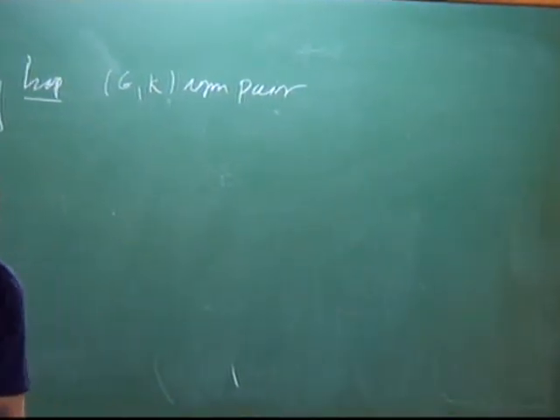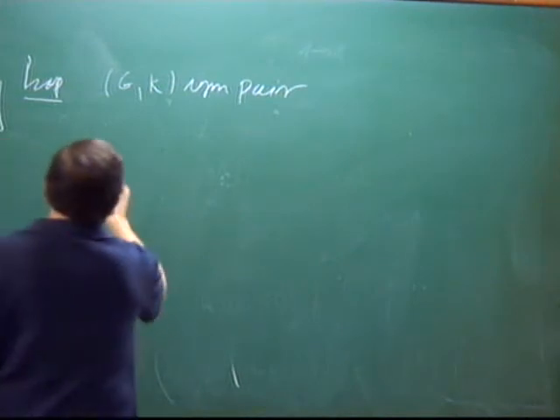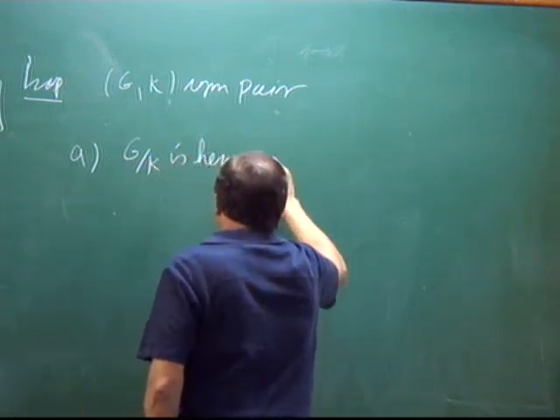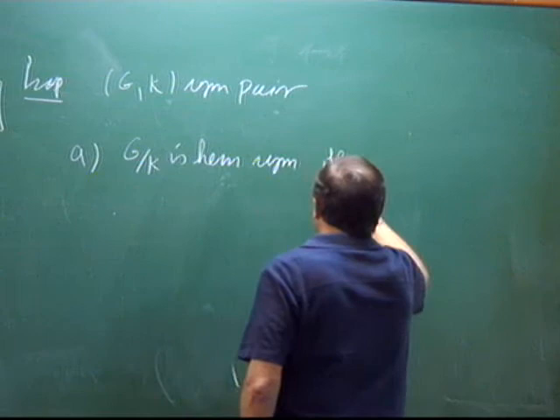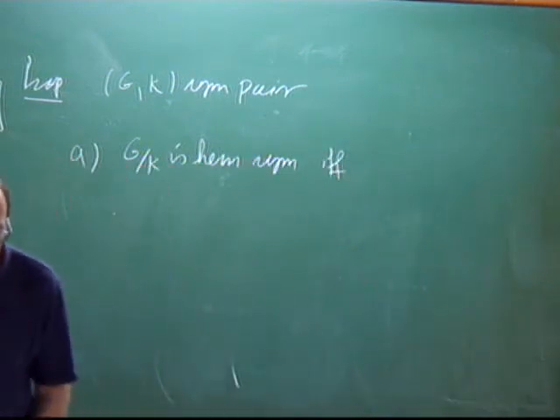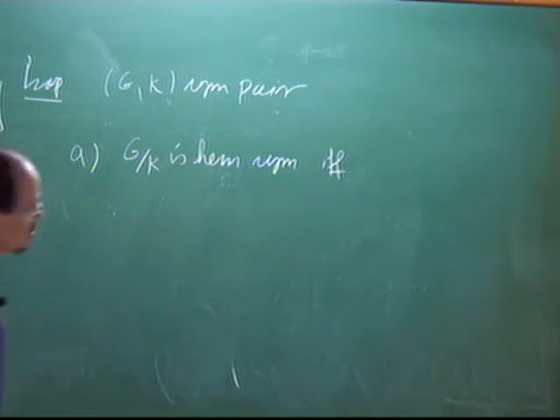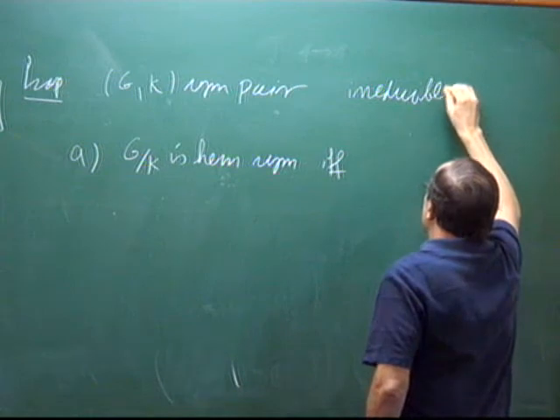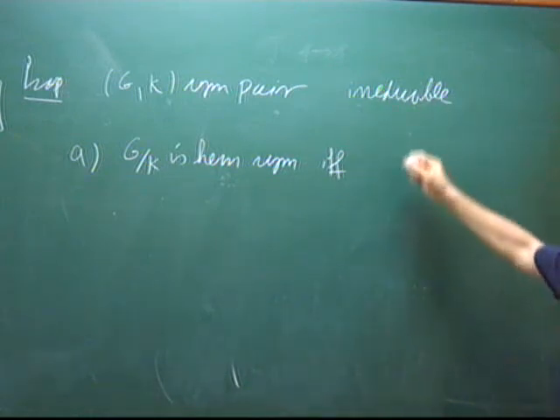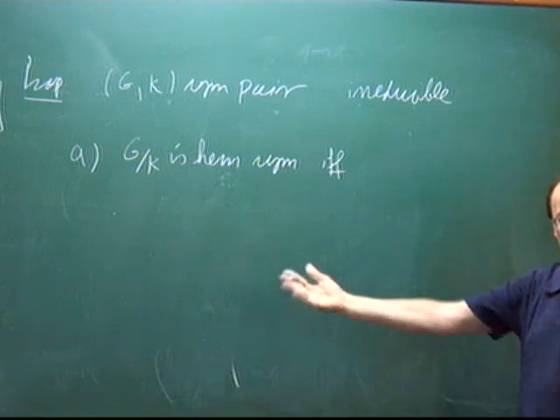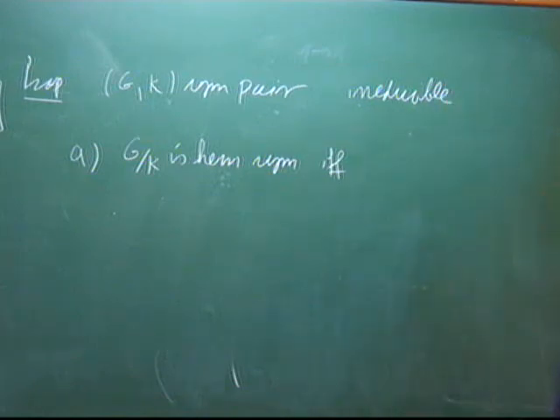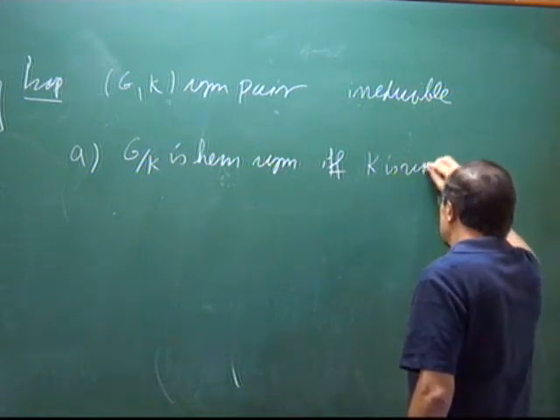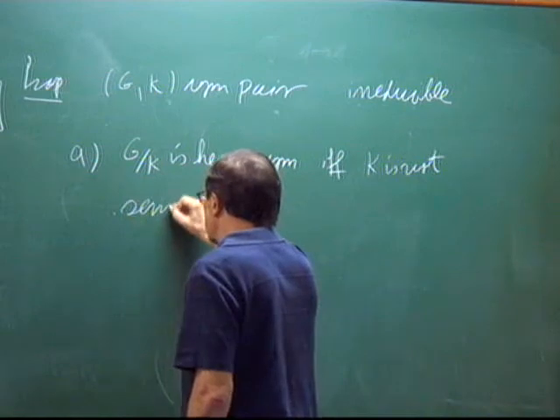I can say it in three different ways. Let's see. G mod K is Hermitian symmetric if and only if, do I need to assume something? Irreducible symmetric pair, irreducible. But remember, this is not such a bad assumption, because if it's not, the universal cover is an isometric product of irreducible ones, right? So understanding these is really all I need. If and only if K is not semi-simple.